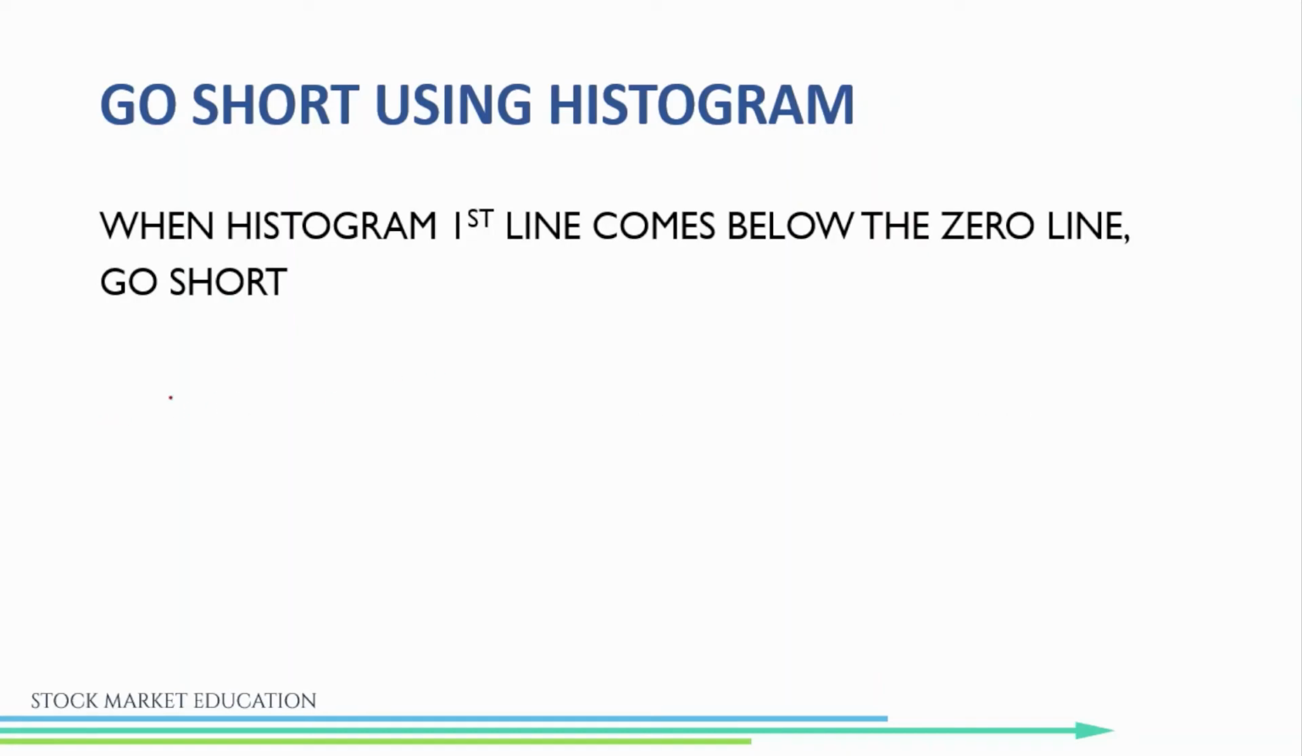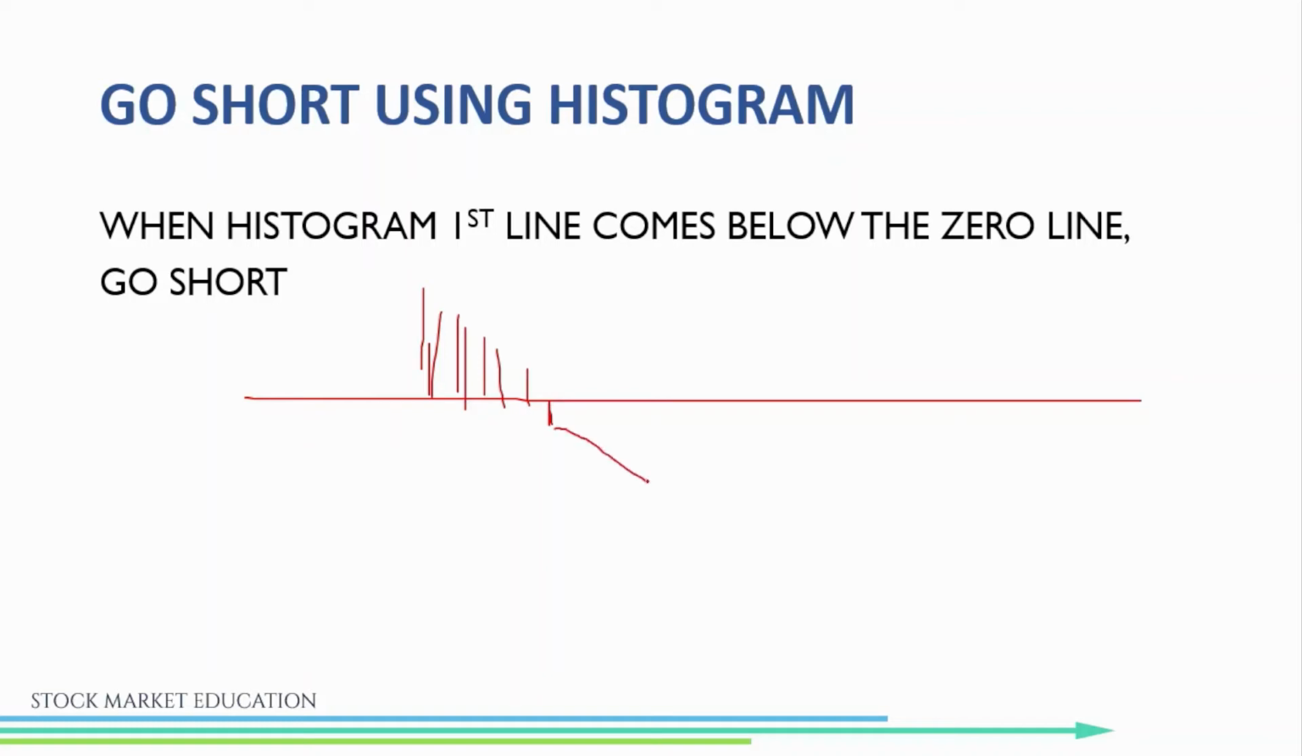Suppose there is a zero line, the previous trend is down or the previous bars were bullish, and then suddenly there is one bar which comes down. At this bar you can go short as long as the bear's power is increasing. When the bear's power starts reducing, it's time to book profits. We will see this with an example.